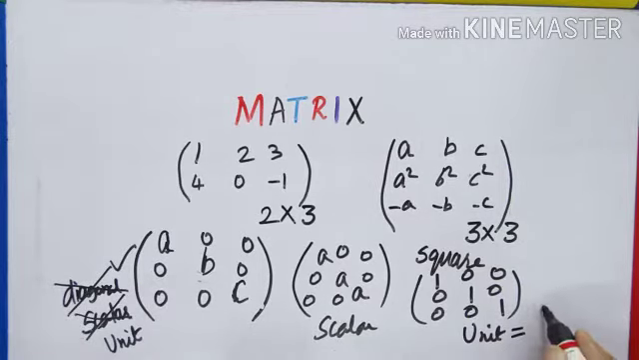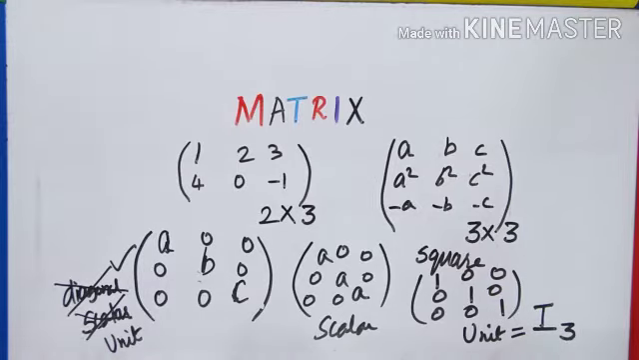For the unit matrix, we give a special name, I. I stands for identity. Now how many rows are there? 3. How many columns are there? 3. So the unit matrix is of order 3. I3 we denote. That is called an identity matrix or unit matrix.